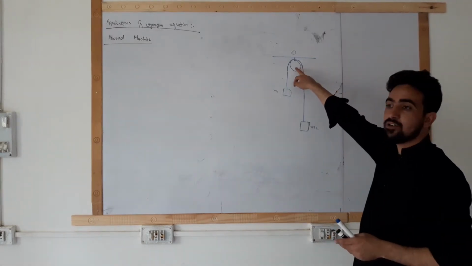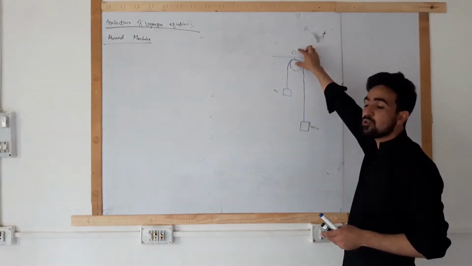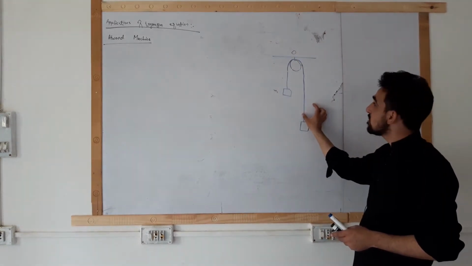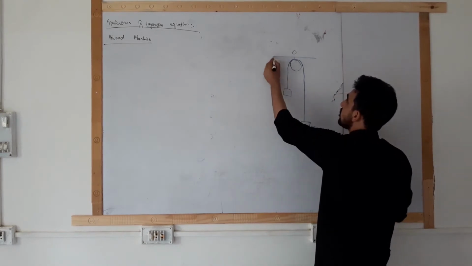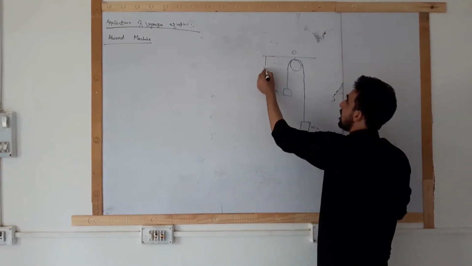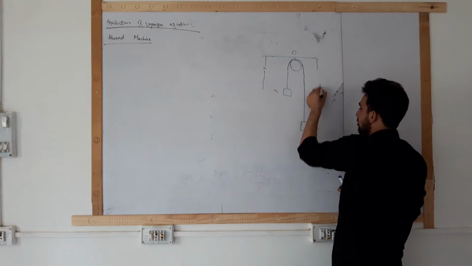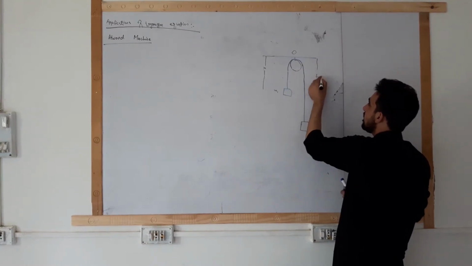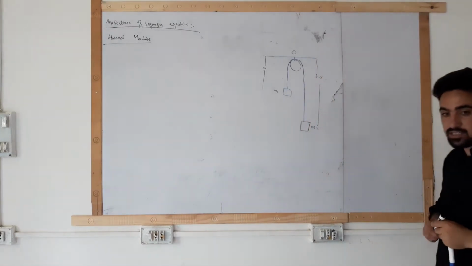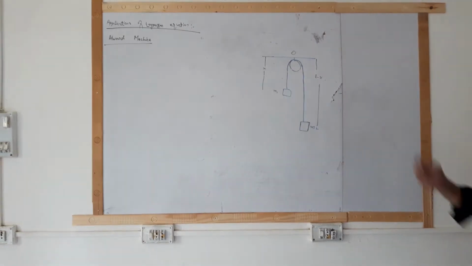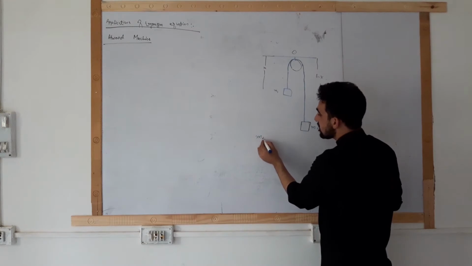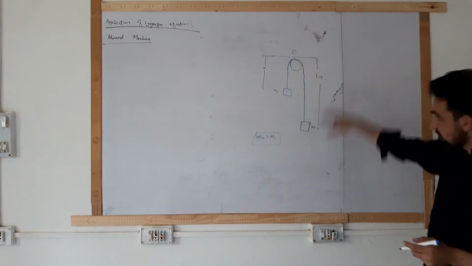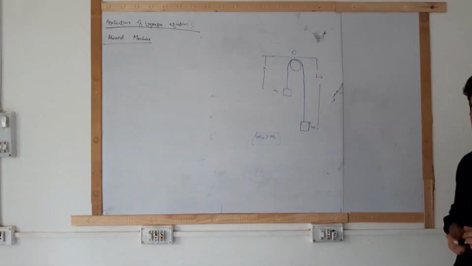Here I have a frictionless pulley which is attached to a point O. I have this string whose length is L. Let the distance from O to M1 be x, and the distance from O to M2 will be L minus x, as the total length of the string is L. So we have this system. Let us just assume that M2 is slightly greater than M1, so M2 is pulling M1 upward.